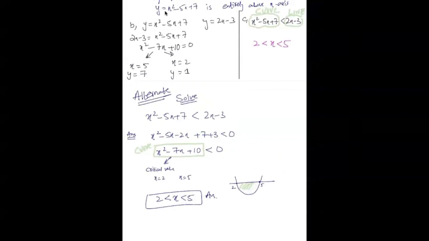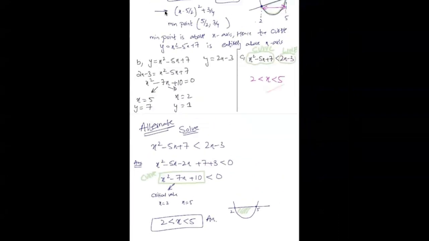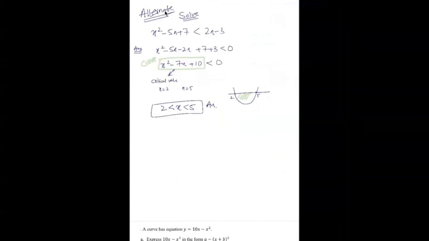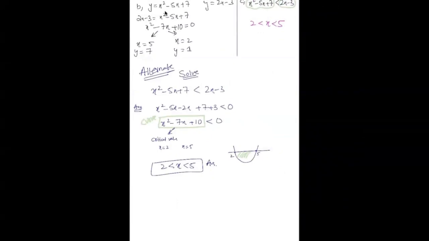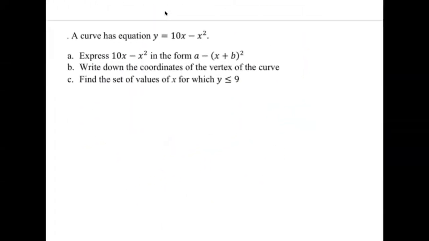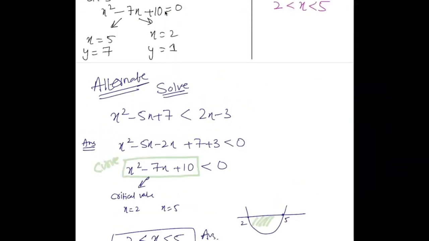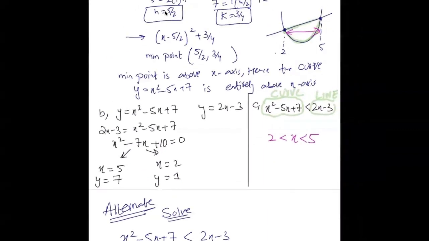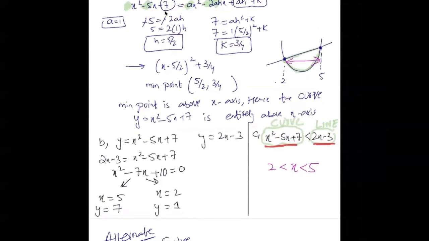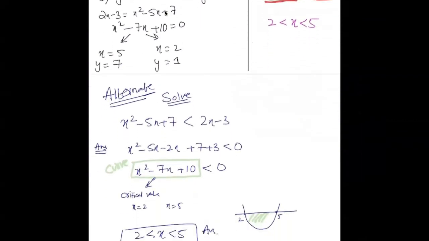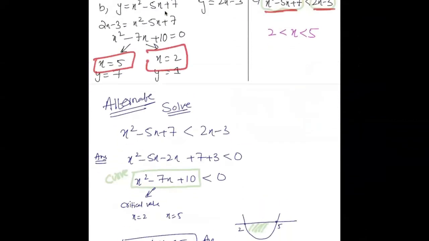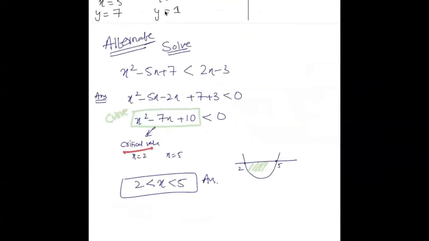You can solve the question like this, or you can solve the question like this. Is this making sense to you? Yes, sir. Sir, but these values of x are the same as we got in part B. Yeah, because these are the intersection points. Remember, this is the equation of the curve and this is the equation of a line. They are going to intersect at the intersection points, right? That's why you're getting the same answers. This is referred to as the critical values as well.